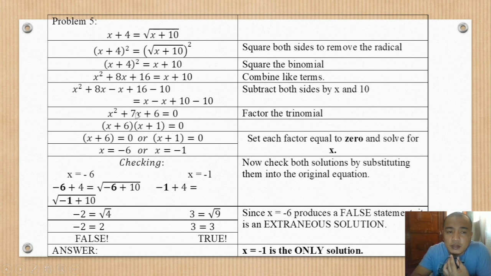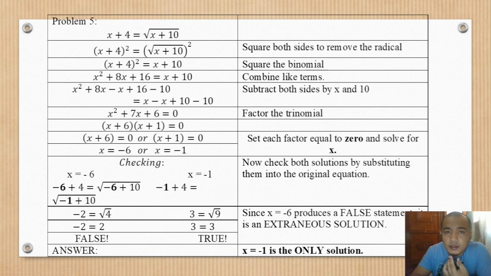So let us solve for x here by the factoring method. For the factors of 6 whose sum is 7: 6 and 1. 6 times 1 is 6, 6 plus 1 is 7. Now, solving by the zero product property, x + 6 = 0, x + 1 = 0. Then solving for x, x = −6 or x = −1. So there are two values for x, −6 and −1.